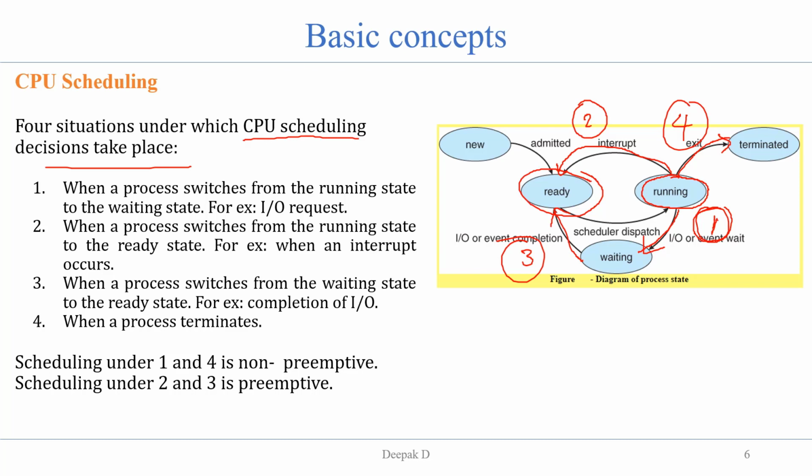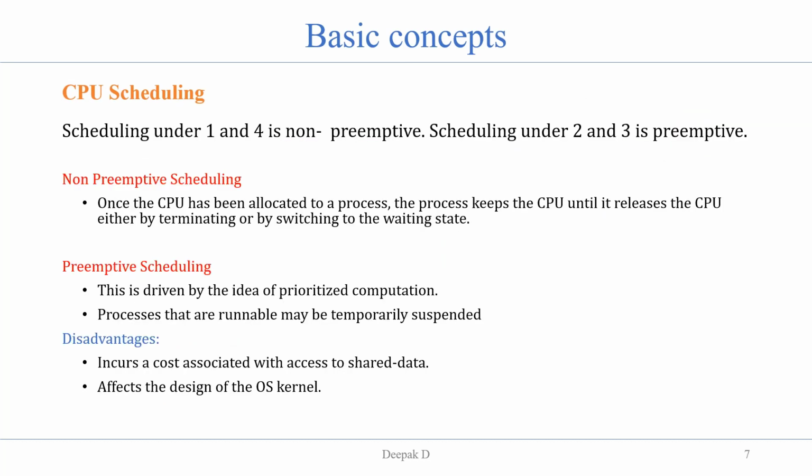Whenever the scheduling takes place under circumstances 1 and 4, then that scheduling scheme is called non-preemptive. It can also be called cooperative. Otherwise, the scheduling which is done under the second and third decision, that scheduling scheme is called preemptive scheduling. Now let's see what actually non-preemptive scheduling and preemptive scheduling are.